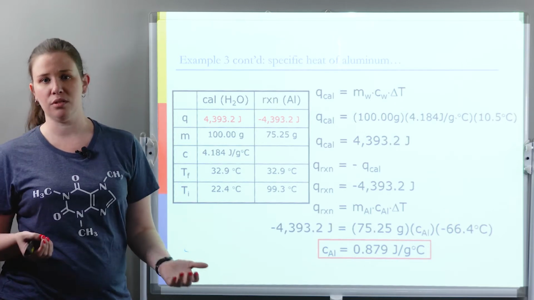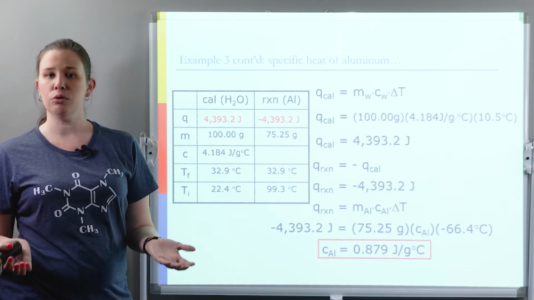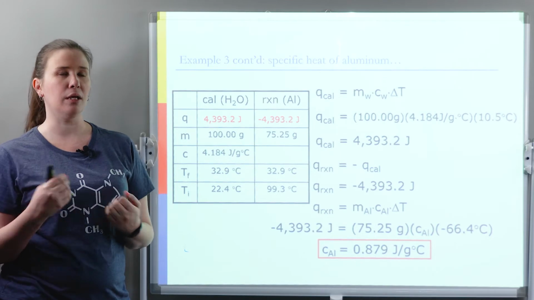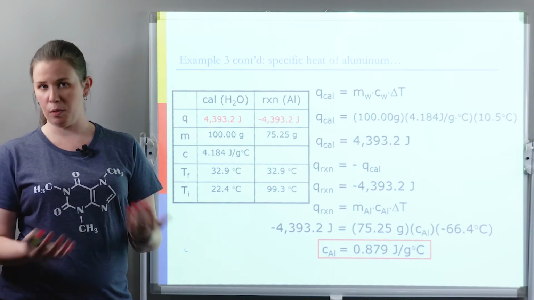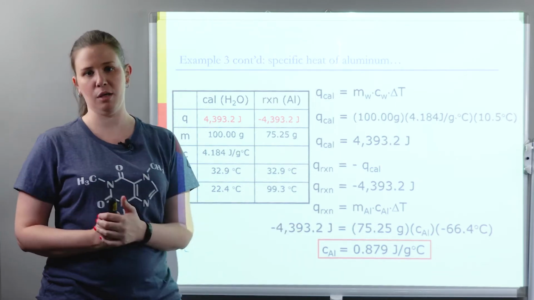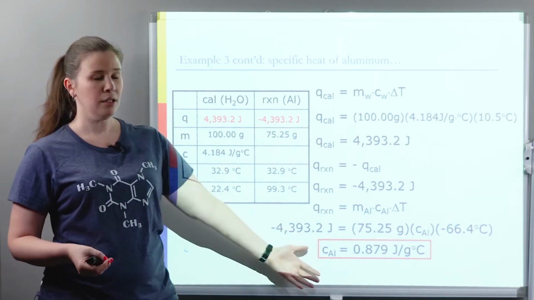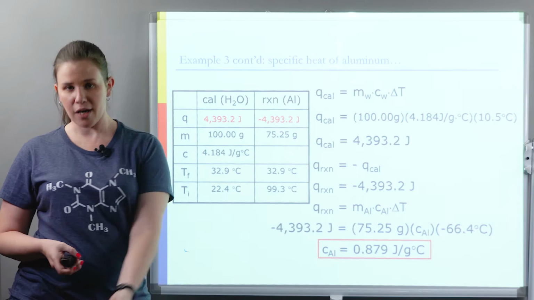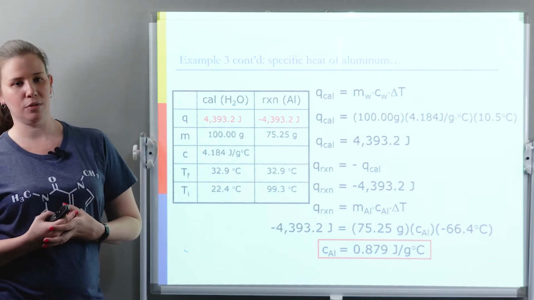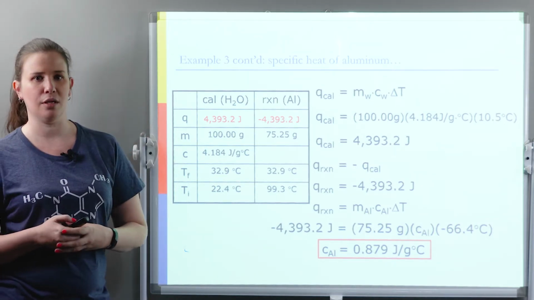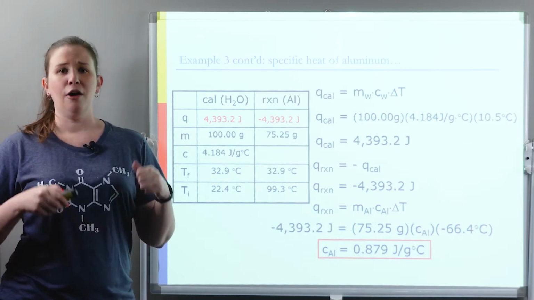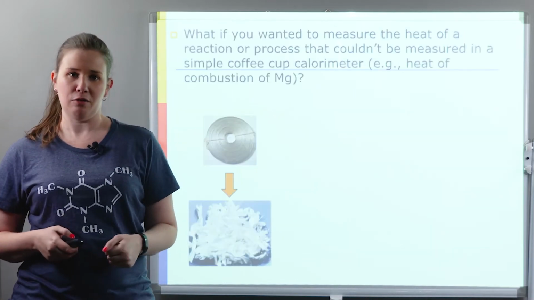So why would this be a little bit different in a lab? Well, labs have sources of error, right? So what could you use to figure out how accurate your experiment actually was if this is what you came up with? Well, you would want to find the percent error, the difference between 0.9 and the 0.879, and then divide that by your 0.9, and multiply by 100, and you get your percent error.